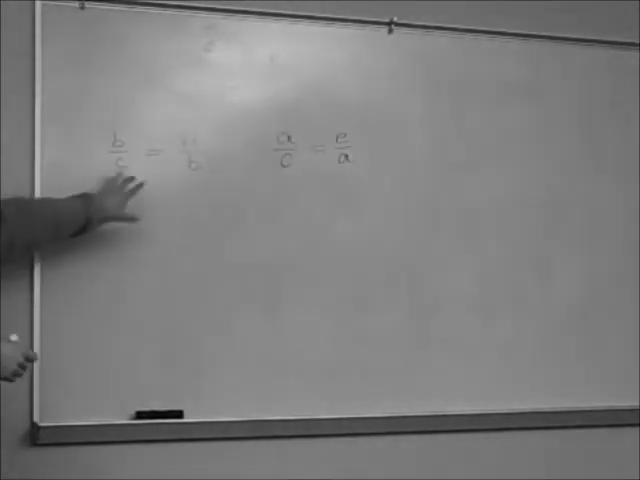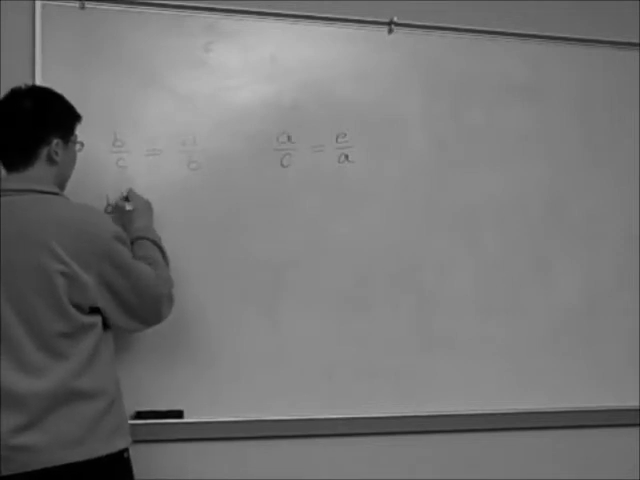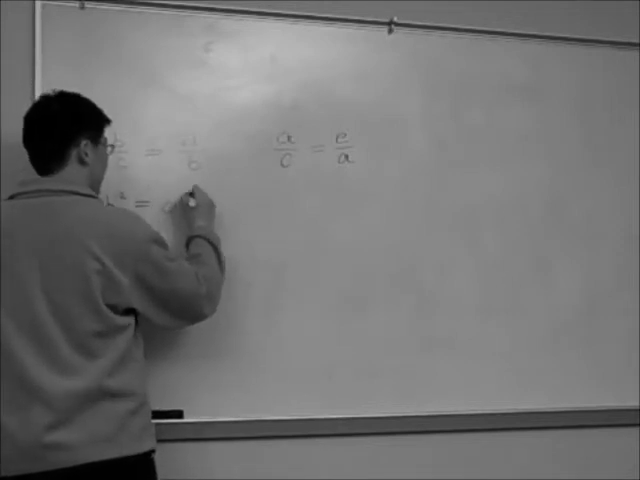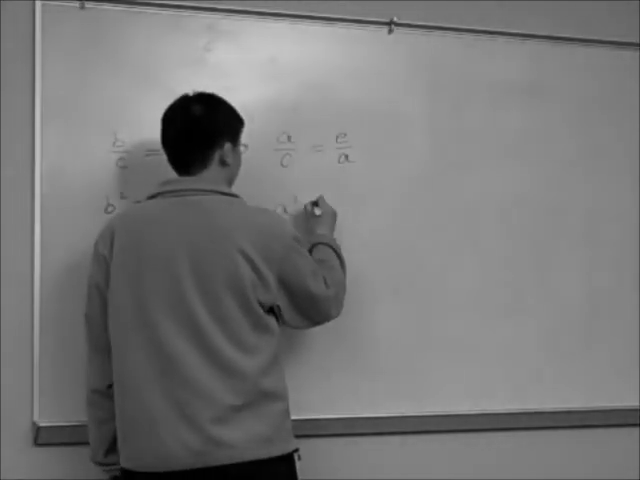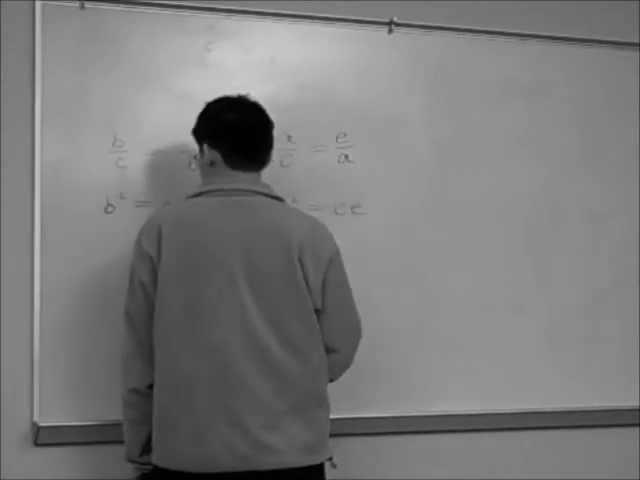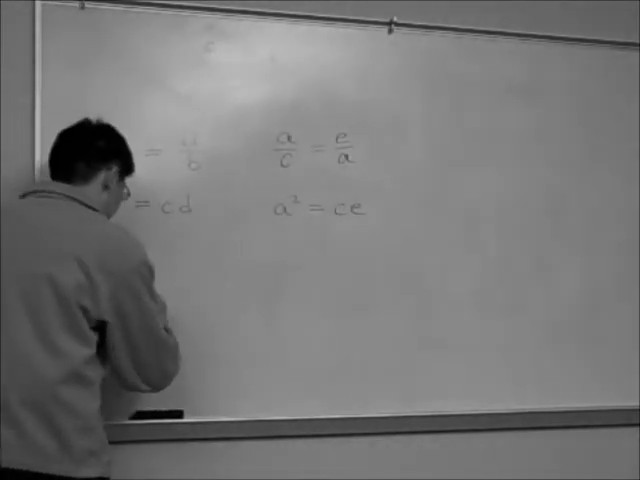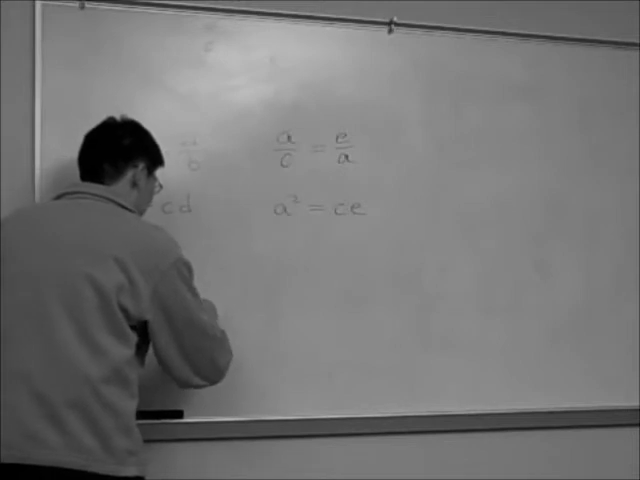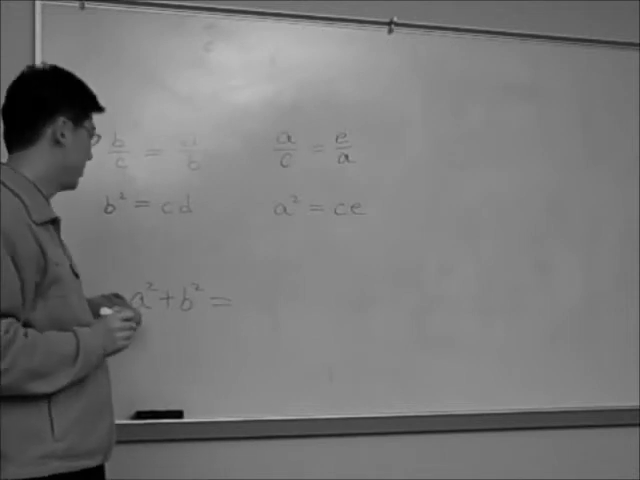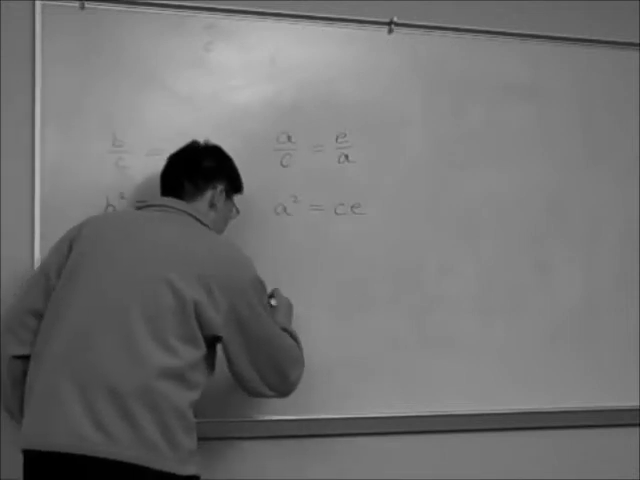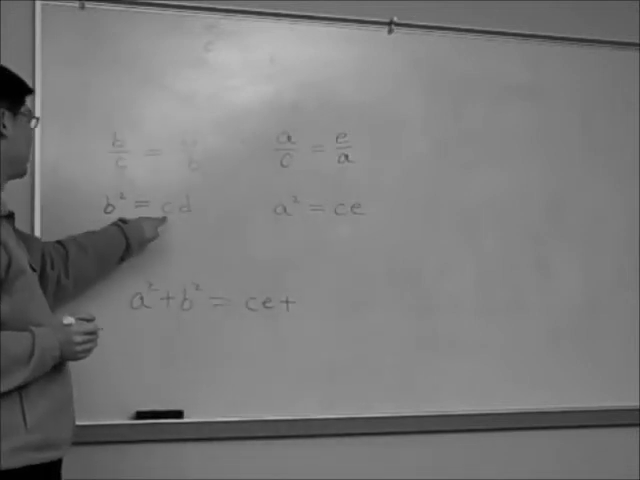Now if we cross multiply on this equation, we get B squared is equal to C times D. And if we cross multiply on this one, we get that A squared is equal to C times E. Okay? Now, what does that say for us? It says that A squared plus B squared is going to be equal to, well, first we substitute in what A squared is equal to. A squared is equal to C times E. Plus, and now we substitute in what B squared is equal to, and B squared is equal to C times D.